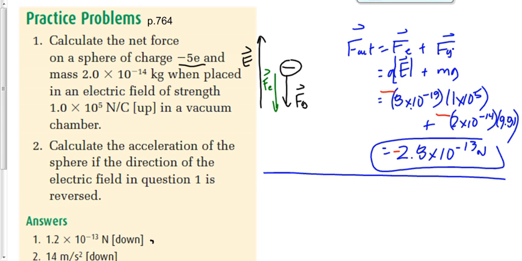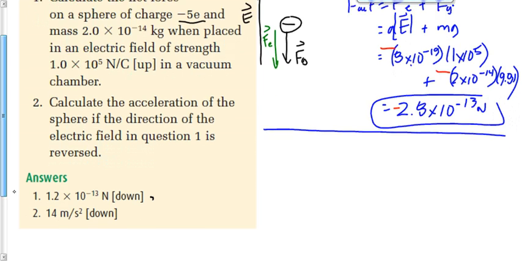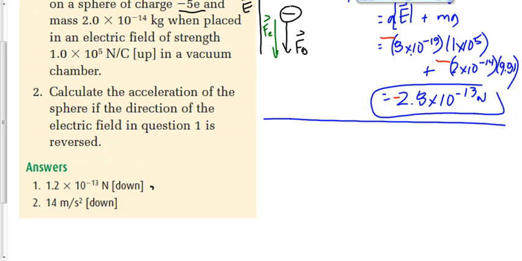All right. In question number 2, it says calculate the acceleration of the sphere if the direction of the electric field in question 1 is reversed. So let's draw the picture again. We know it's a negative particle. We know we have a downward gravitational force. We know we now have a downward electric field.